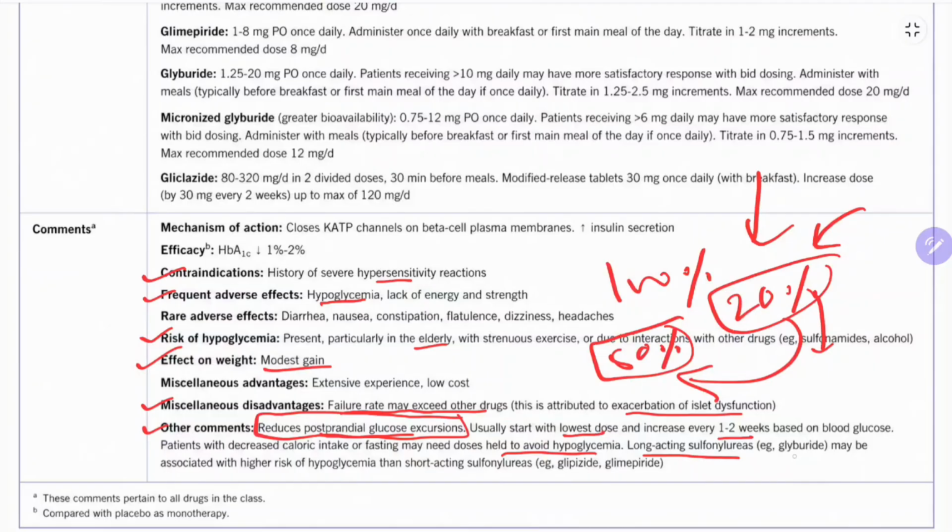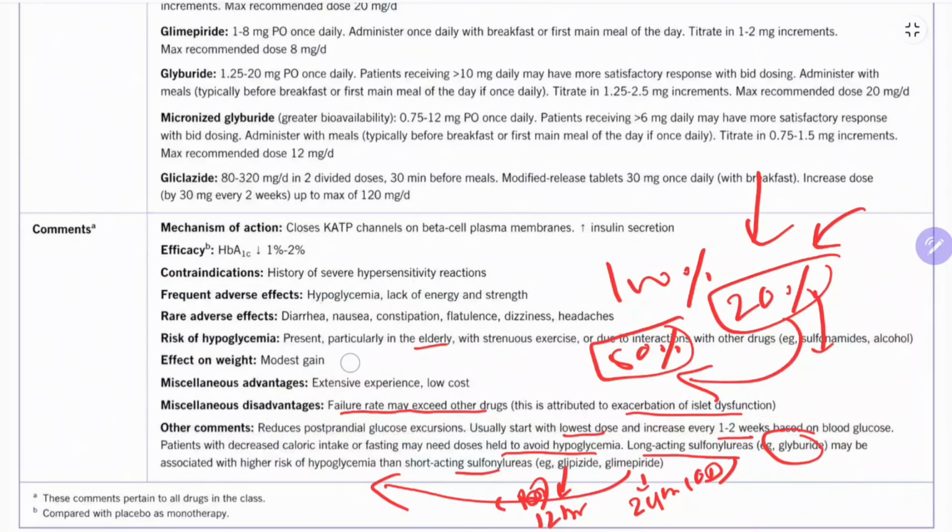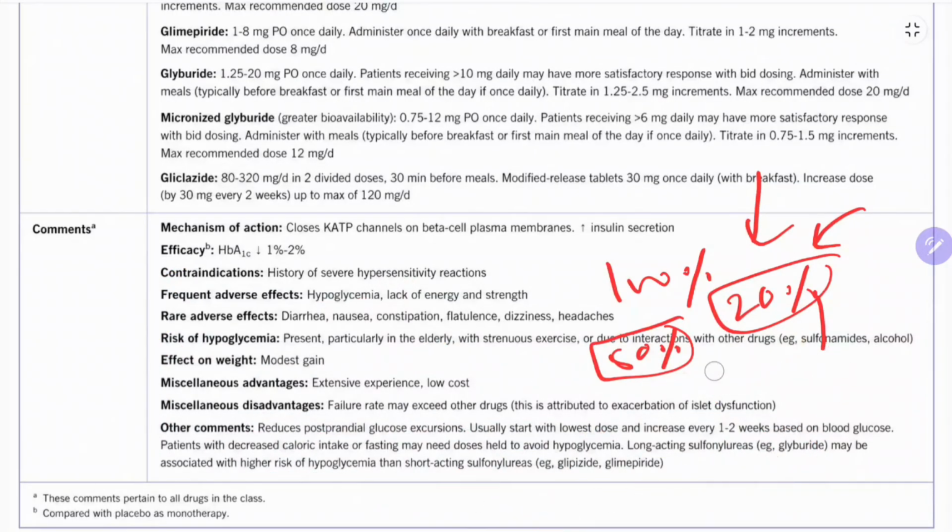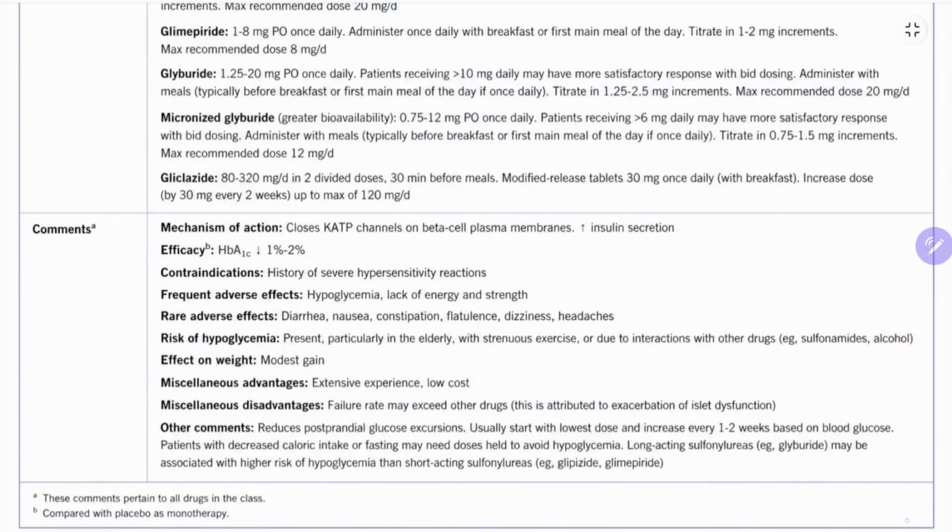Long-acting sulfonylureas like glyburide, which is nothing but glibenclamide, may be associated with a higher risk of hypoglycemia than short-acting sulfonylureas. Short-acting meaning, compared to glibenclamide, these are short-acting. But these will also act; glipizide acts for 12 hours and is given in BD doses, whereas glimepiride acts for 24 hours and is given in OD doses. Okay. The same is the case for gliclazide MR release formulations. So I think you have got much more information. Okay.